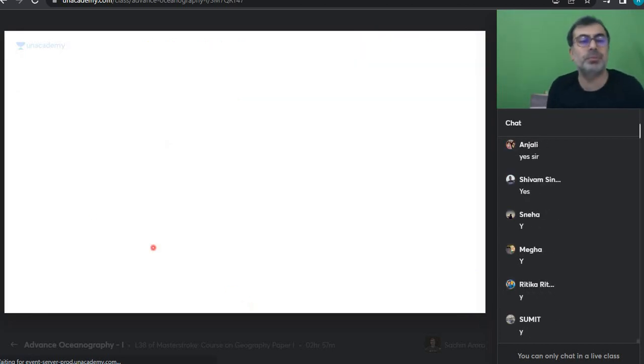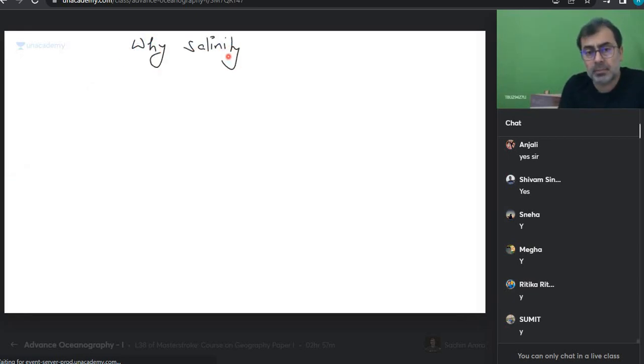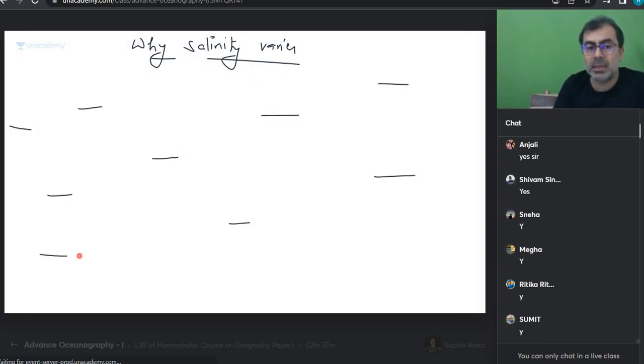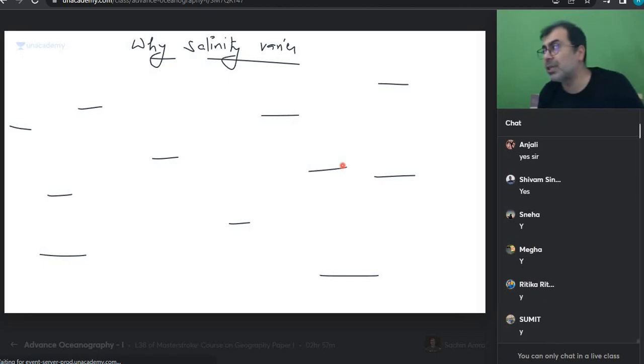I have an exercise for all of you. Why does salinity vary? Take a fresh sheet, turn it around, and write at least 15 ideas that come to your mind. Randomly, whatever is coming, no order needed. 15 ideas why salinity in the oceans is changing. Quickly.